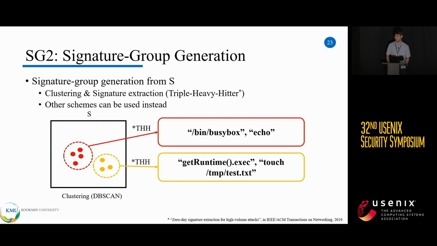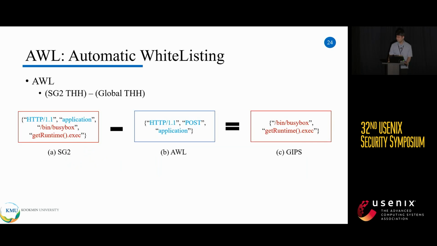Then we generate the signature group for each cluster. We use the triple repeater algorithm, THH, to take common signatures for each cluster. Finally, in AWL, the last compound, we generate those normal signatures that appear in most of the data. Because these signatures are often false positives, we are able to subtract, or whitelist, them from the attack group signatures.